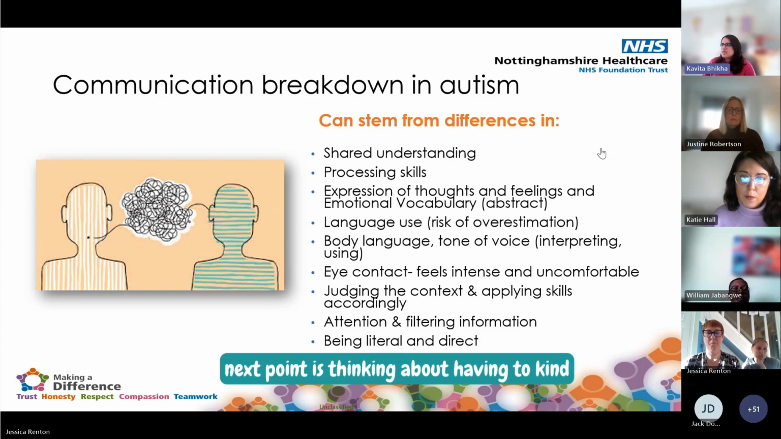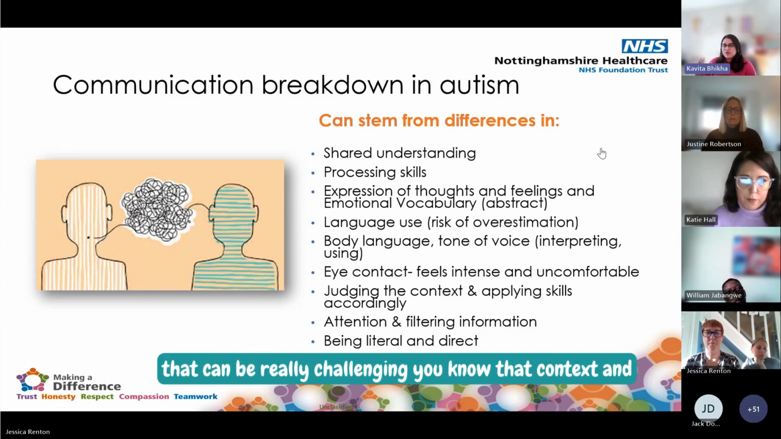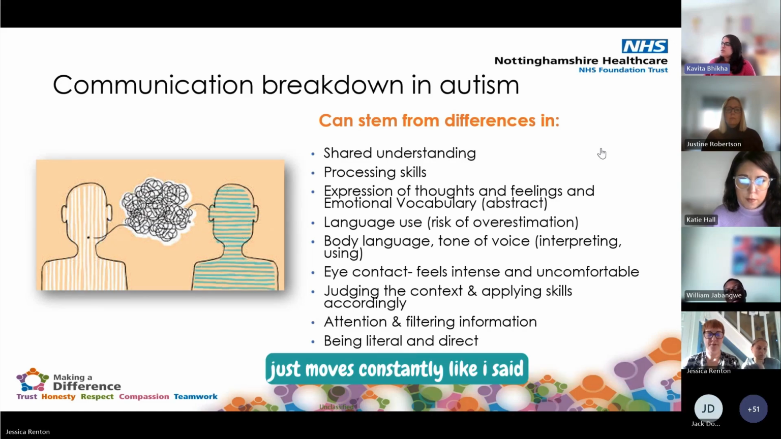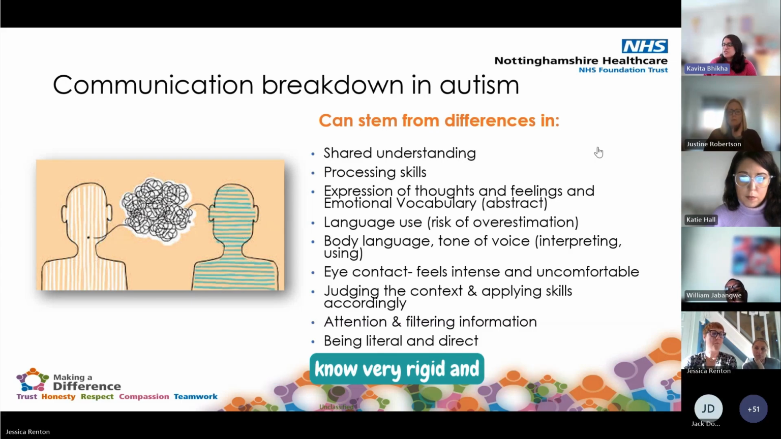Also, the next point is having to judge the context and be really flexible in applying social skills. That can be really challenging if the context and situation moves constantly. Like I said, it's difficult to keep track of sometimes. So we might see that some people like to have certainty or familiarity, and certain rules to follow, but that can be misinterpreted as being inflexible or very rigid.